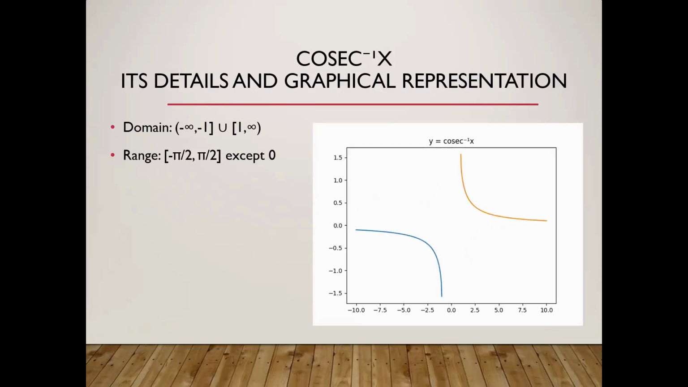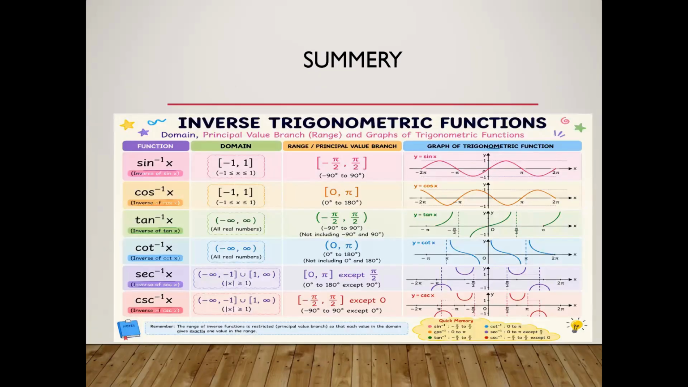Moving on to cosecant inverse x, domain is -infinity to -1 union 1 to infinity, and range is closed interval minus pi by 2 to pi by 2 except 0. Why except 0? Because at 0 my function becomes not defined. So these are the inverse trigonometric functions, the domain, range, graph, and everything. Understand it carefully. And from the next video, we will be solving good questions related to the concept.